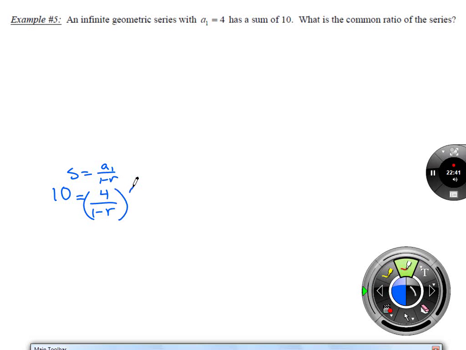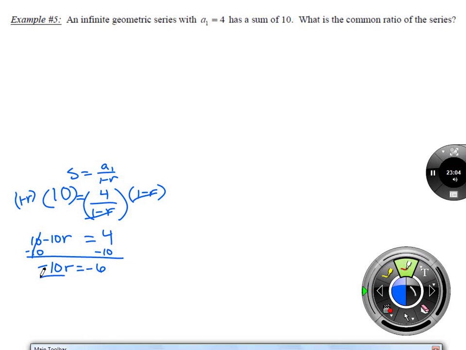So I'm going to choose to multiply by 1 minus r on both sides. So we saw this with our rational functions a couple units ago. On this side, I just get 4, and on this side, I would get 10 minus 10r. And this is going to help in my isolating the variable. So now I'm going to subtract 10 from both sides. I'm going to get negative 10r equals negative 6. I'll divide by negative 10. And so r is equal to 6 over 10, which reduced is 3 over 5. Any questions about that? You just got to remember how to solve.